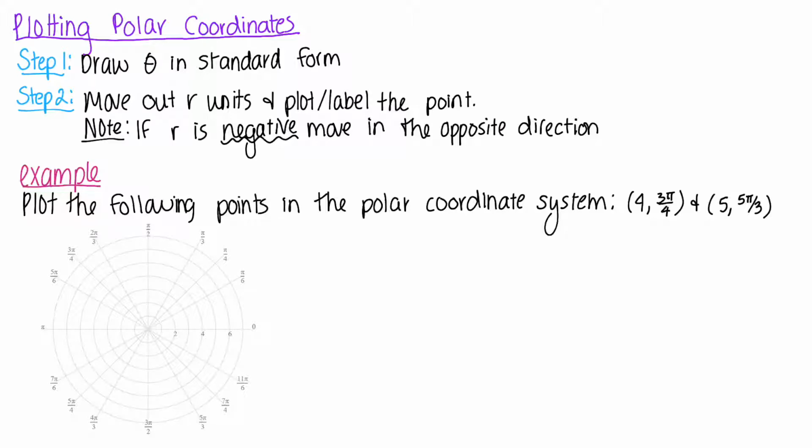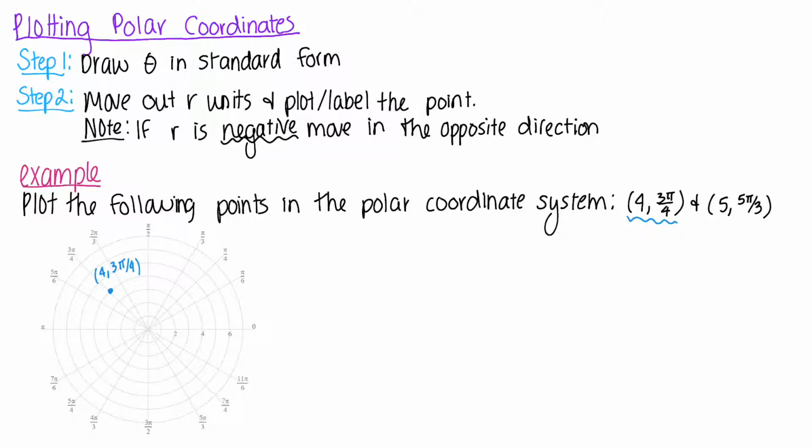So let's plot some points here. I have this point 4 comma 3 pi over 4. I'm going to do it in the order that I have the steps here. So I'm going to go to 3 pi over 4. Looking at the angle 3 pi over 4, that's here. And then r is 4, so I'm going out 4 units. That's 1, 2, 3, 4, right here. So this is the point 4 comma 3 pi over 4.